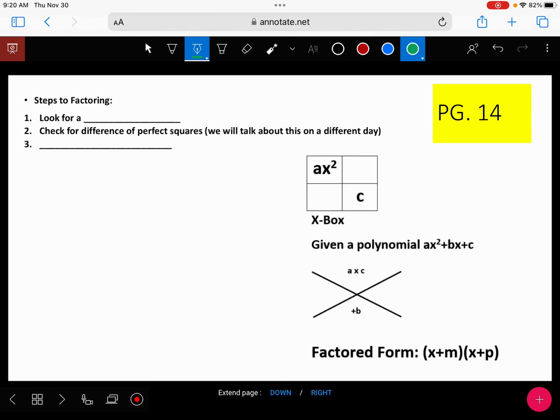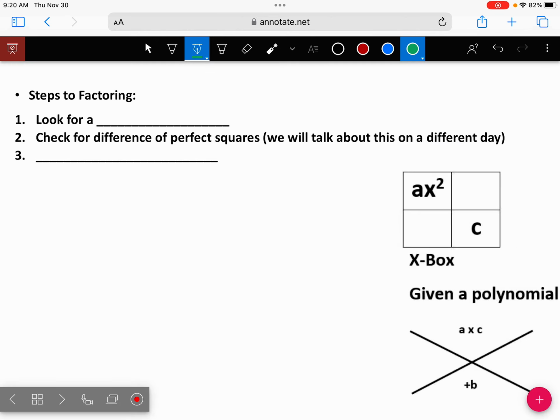All right, so we're going to start factoring where you have a leading coefficient of 1, which sounds kind of mathy. But let's go to the page, still the same page. It says look for A. You always start by looking for a GCF, which again is your greatest common factor.